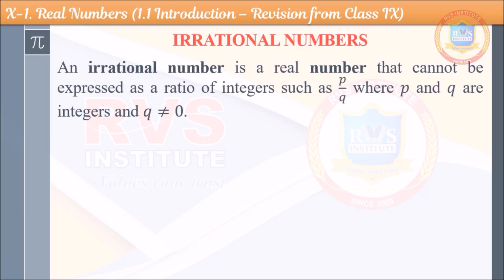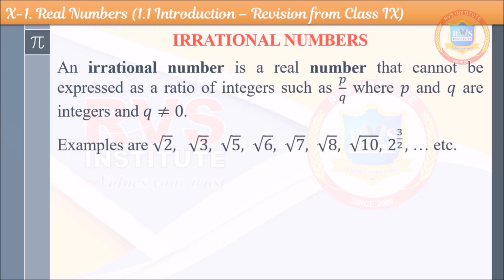An irrational number is a real number that cannot be expressed as the ratio of integers, such as p upon q, where p and q are integers and q not equal to 0. Examples are root 2, root 3, root 5, root 6, root 7, root 8, root 10, 2 raised to the power 3 upon 2. As these numbers cannot be shown as the ratio of two integers such as p upon q, where q is not equal to 0 and p and q are integers. If you find the square root of these numbers, you will find non-terminating and non-repeating nature of decimal expansion.